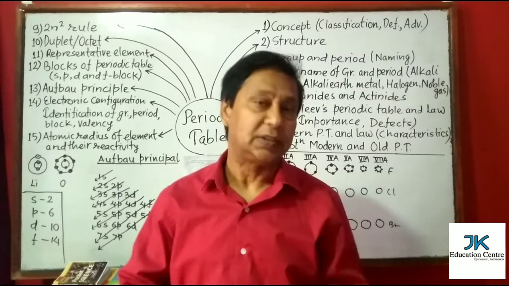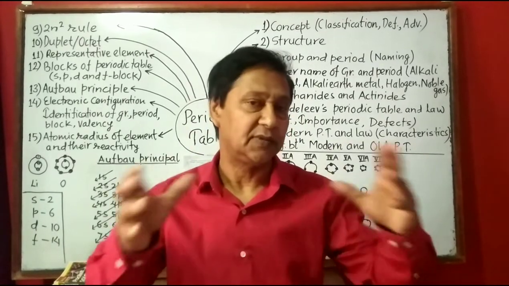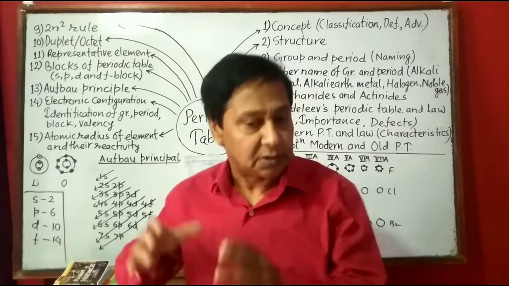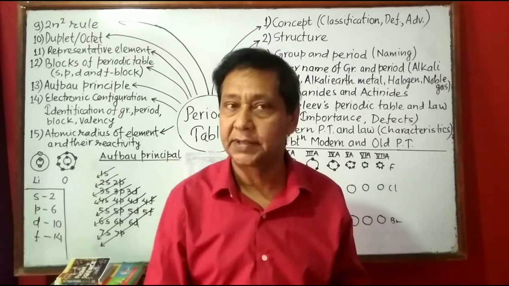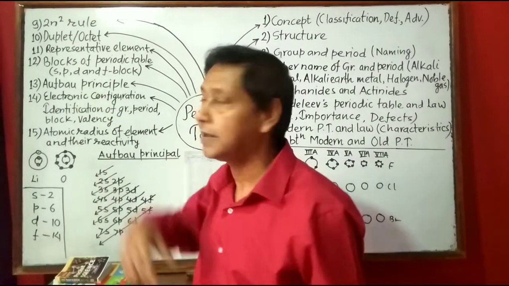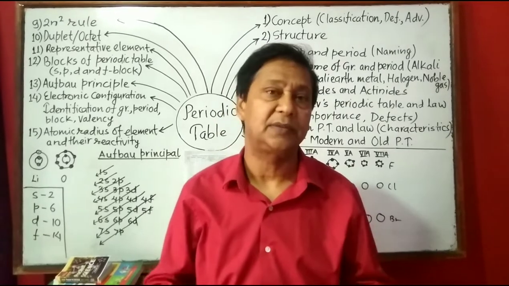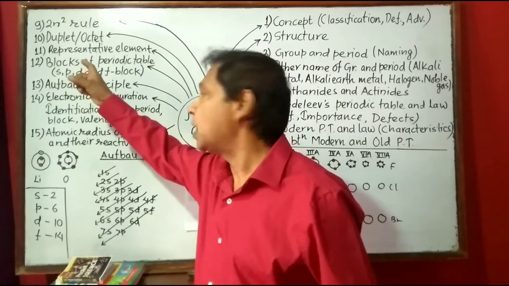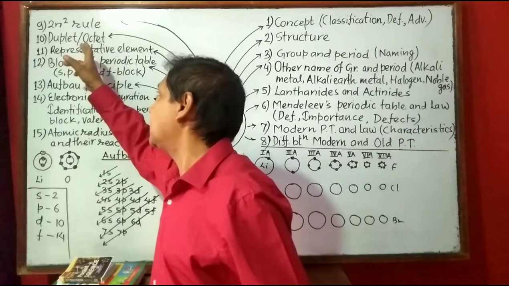We are continuing the chapter periodic table. This is a very big chapter, and that's why I mapped this chapter into 15 points. And in the previous class till 9 I described, now we are starting from point number 10, and it is duplet and octet.